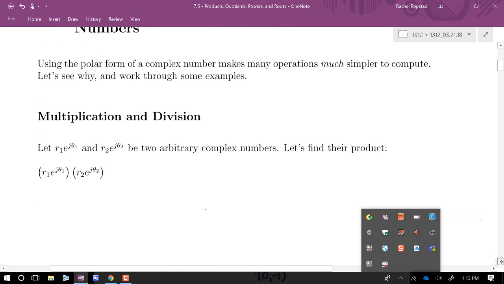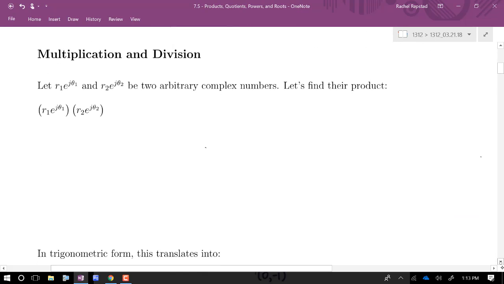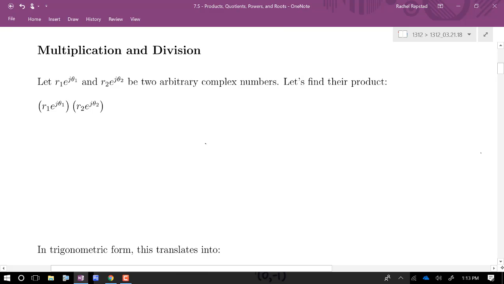Let's say we want to multiply two complex numbers written in exponential form, kind of like we just did. We're going to develop and really formalize the process we just went through in that problem we worked out. These are arbitrary numbers, so they have their own modulus values, R1 and R2, and their own directions, theta 1 and theta 2.